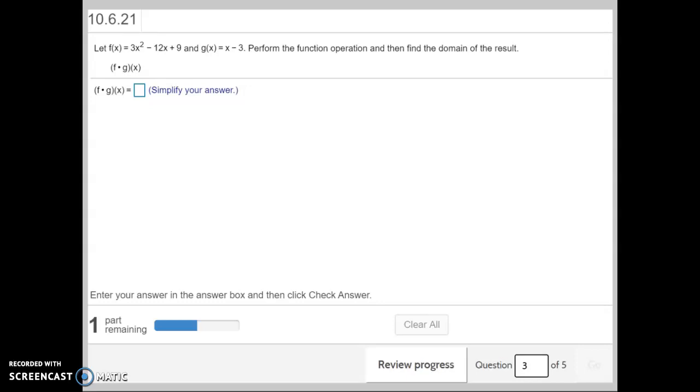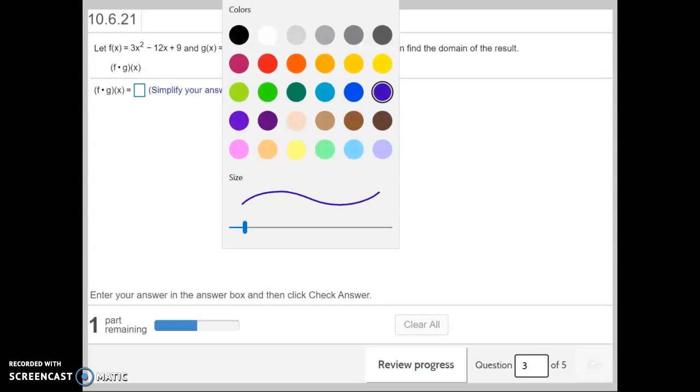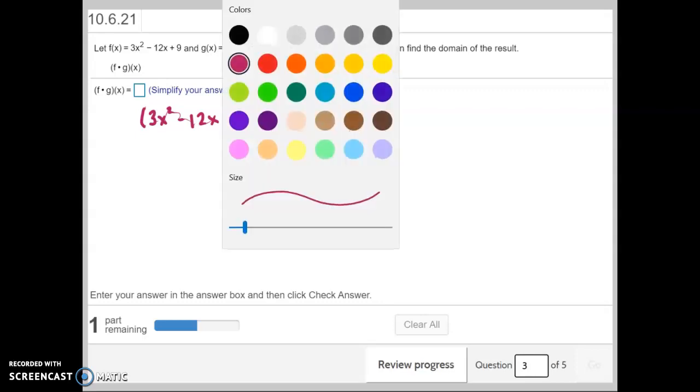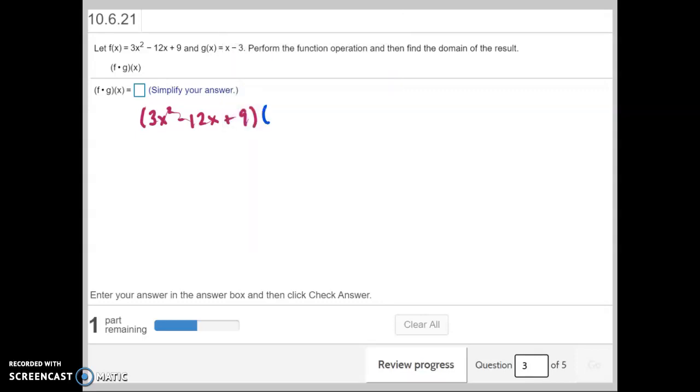I had a student ask me about question 3 on the 10-6B homework. So question 3 is asking about how to multiply two functions together. So we're going to multiply f, which is 3x squared minus 12x plus 9. And we're going to multiply that times g, which is x minus 3.